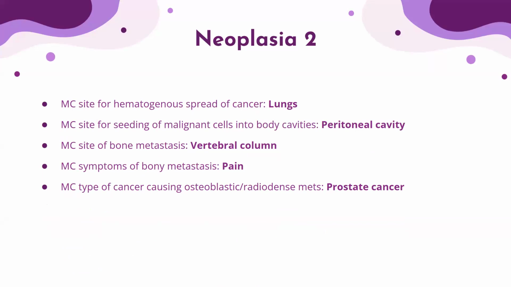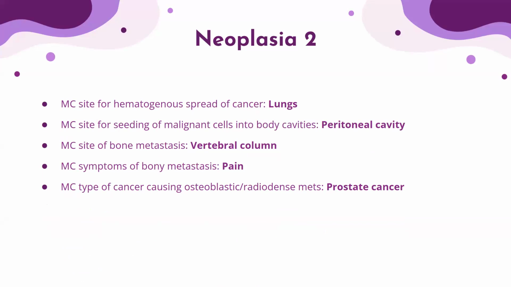So from the neoplasia 2 lecture, the most common site for hematogenous spread of cancer would be the lungs. Hematogenous spread is, of course, spread through the blood, right? And the lungs are very heavily perfused, it makes sense. And so hematogenous spread of cancer, the first site that it occurs to would be the lungs.